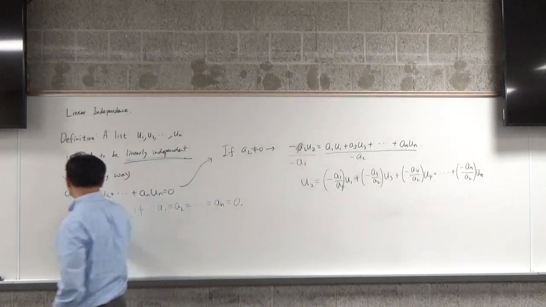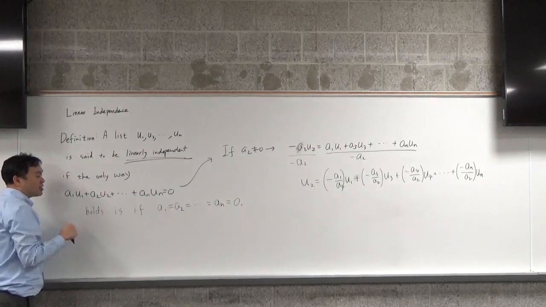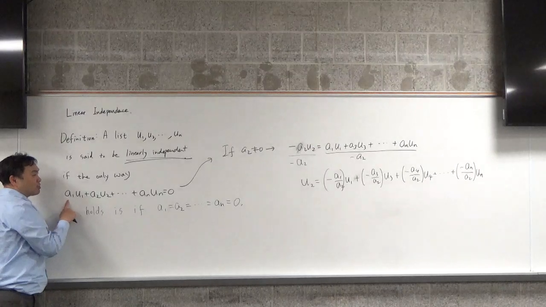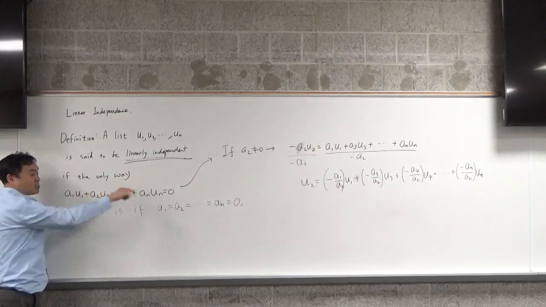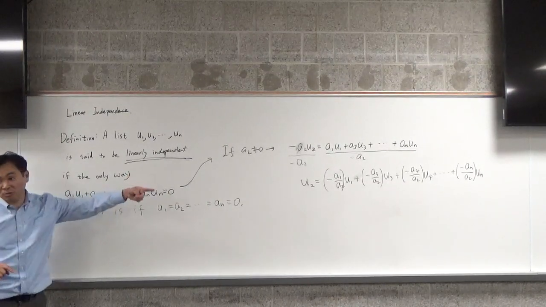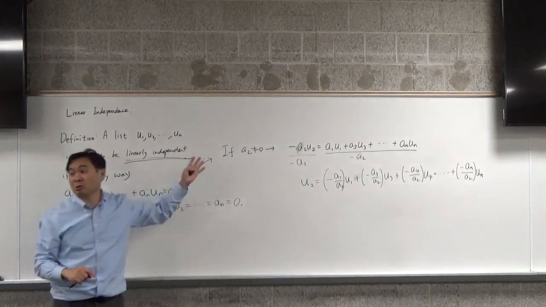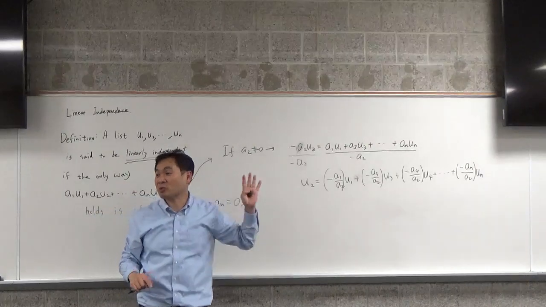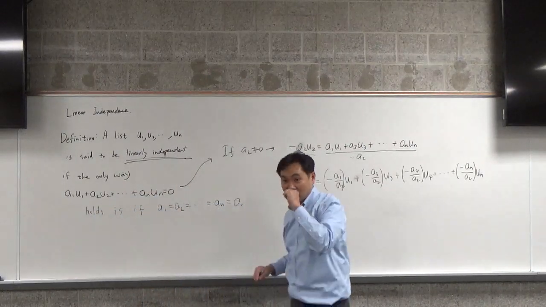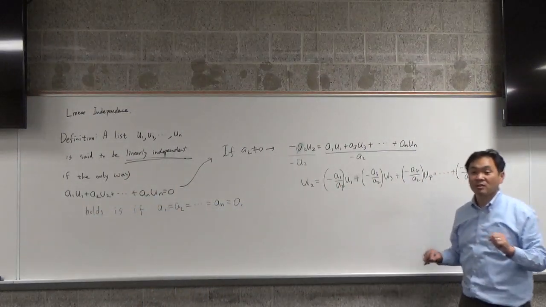We say u1 through un are linearly independent if there's no way you can have a non-zero coefficient and still satisfy this. Because if that's true, then you've represented one vector as a linear combination of the others. That makes the list redundant. We want a non-redundant list. That's basically the idea of linear independence. Is that okay?